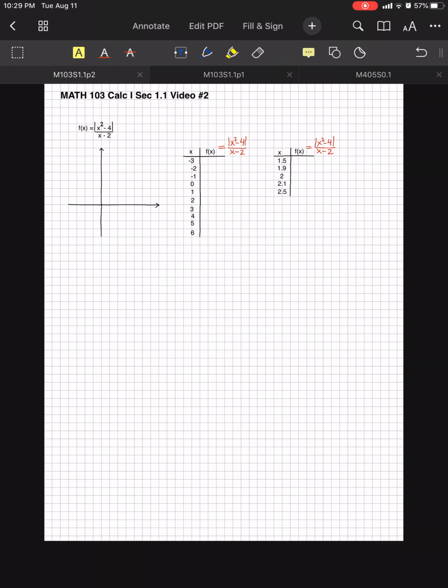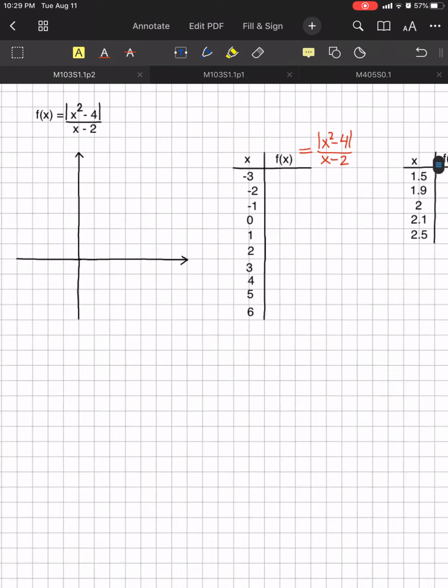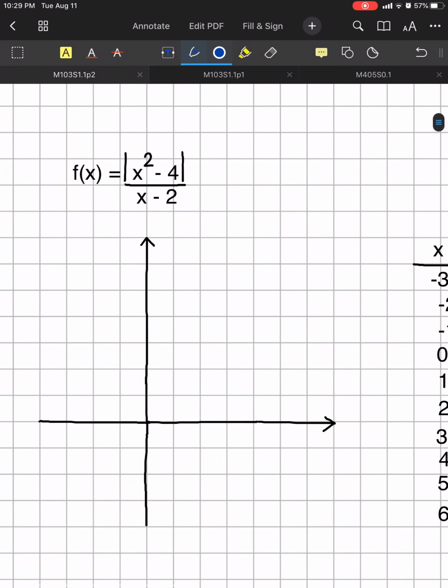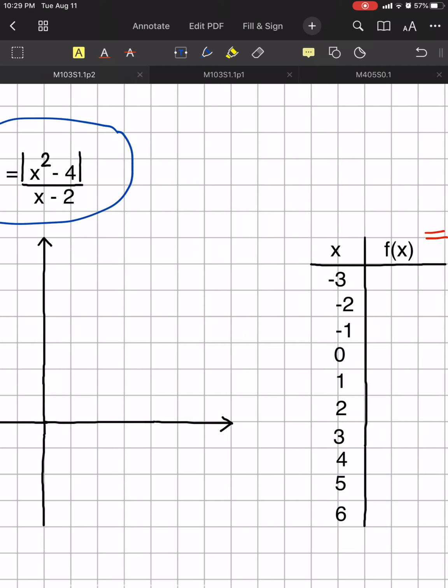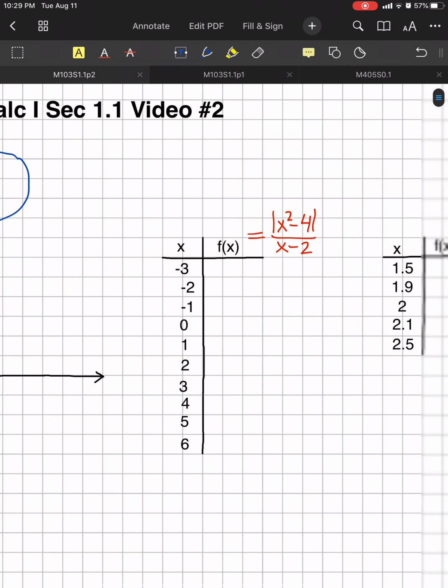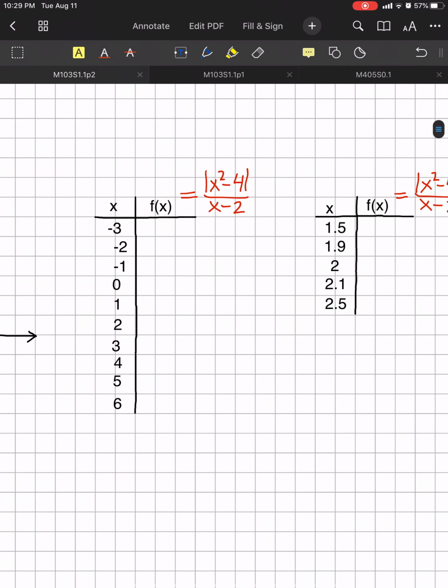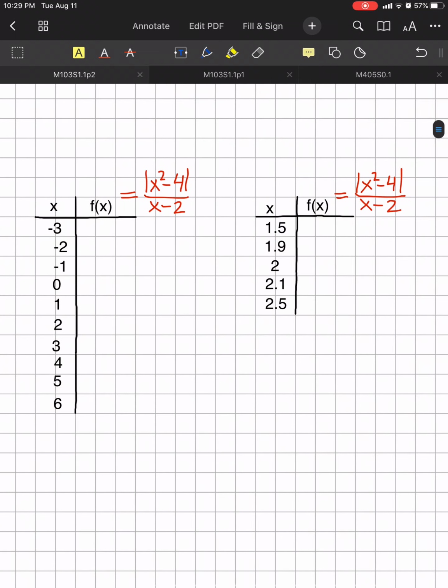So I'm going to start off by making a note for you here. This is our function, which is the absolute value of x squared minus 4 over x minus 2. So that's over the whole thing, x minus 2. Now, this is pretty similar to what we had last time, except that on top we didn't have an absolute value last time. And what we're going to do is something similar to what we did last time.